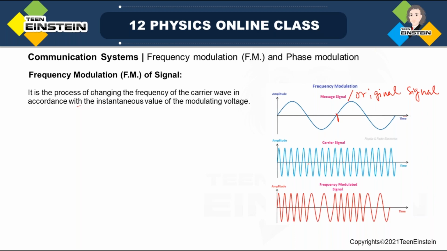Now this carrier signal will be modified according to this message or original signal. You can look here, how is it modified? You can see somewhere frequency is more. This is a larger or greater frequency. And in this place you have lesser frequency. Again you have more frequency here. This place you have less frequency. So how is it modified?